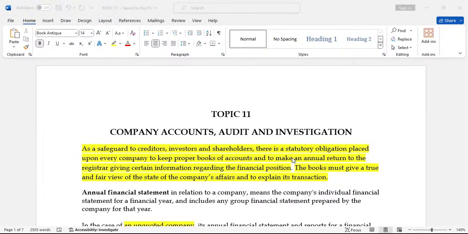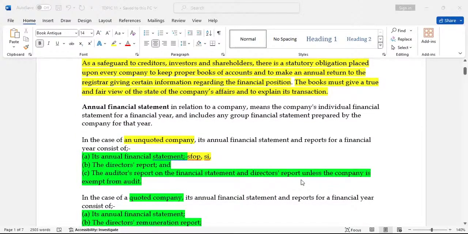As a safeguard to creditors, investors and shareholders, there is a statutory obligation placed upon every company to keep proper books of accounts and to make an annual return to the registrar, giving certain information regarding the financial position. The books must give a true and fair view of the state of the company's affairs and explain the transactions undertaken. The annual financial statement in relation to a company means the company's individual financial statements for a financial year and includes any group financial statement prepared by the company for that year.